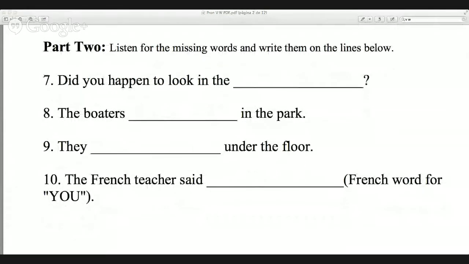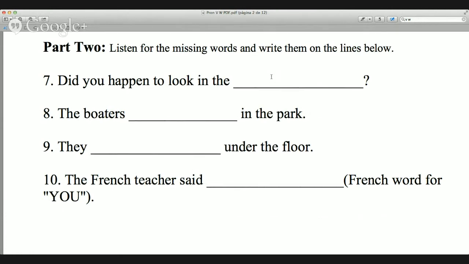So for number 7, did you happen to look in the west? Did you happen to look in the west? Can I write on here? That would be wonderful. So, yes, that one is indeed west.